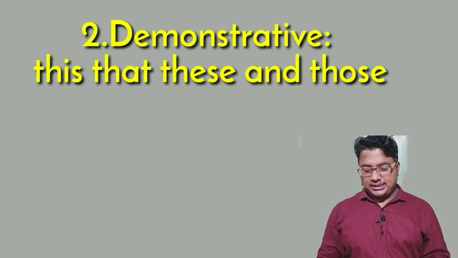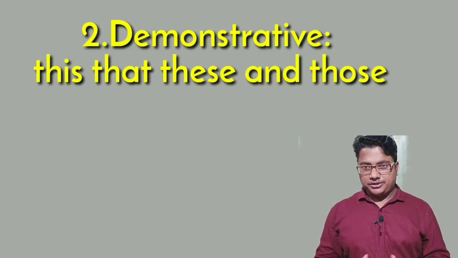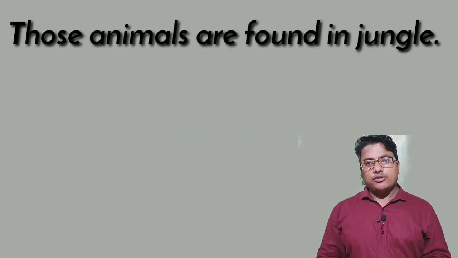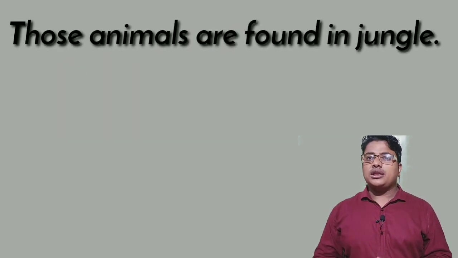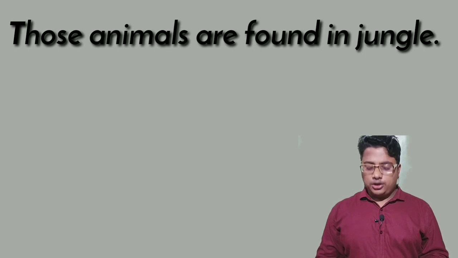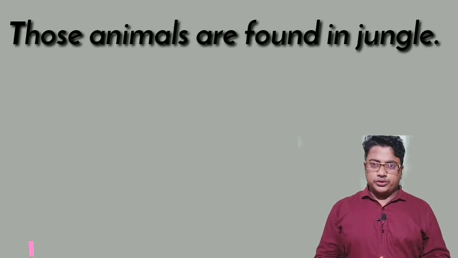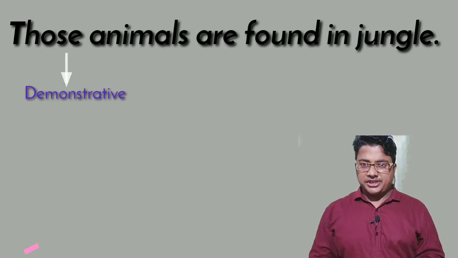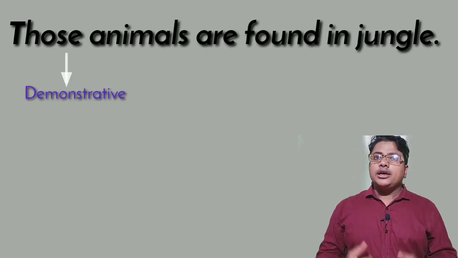It is demonstrative. Demonstratives are this, that, these and those. Okay, those animals are found in jungle. Here we use those. Here those is demonstrative. So it is determiner.